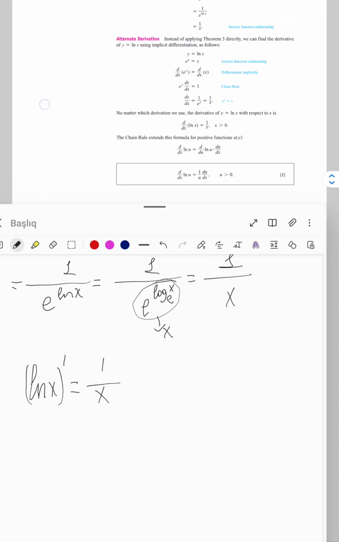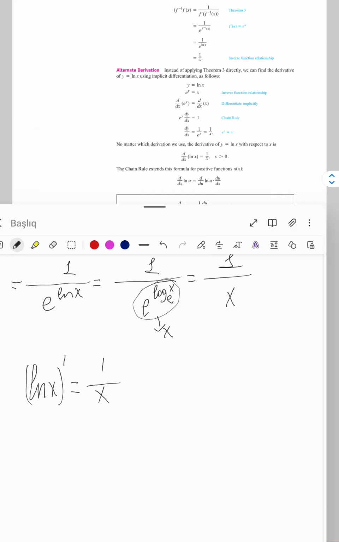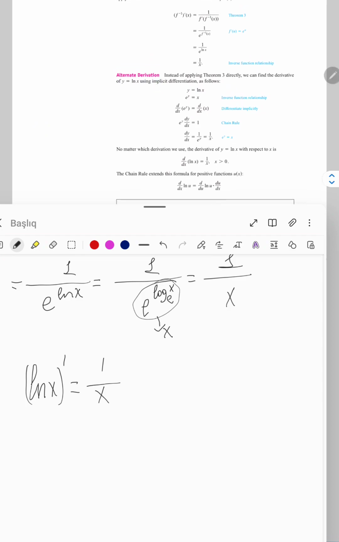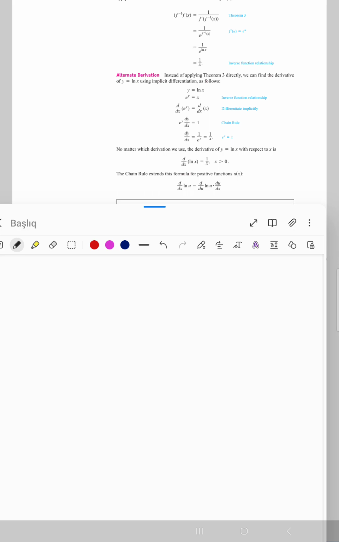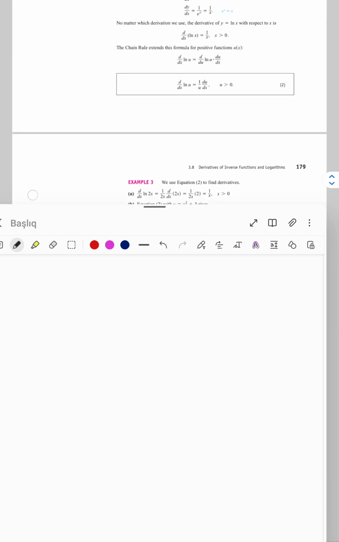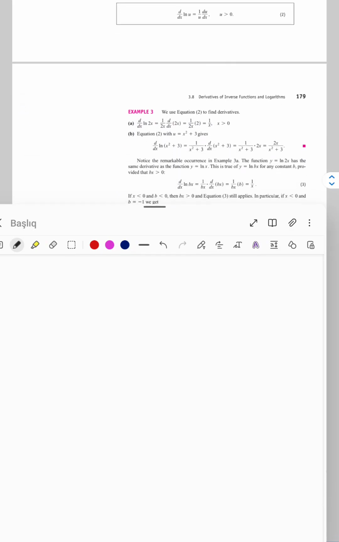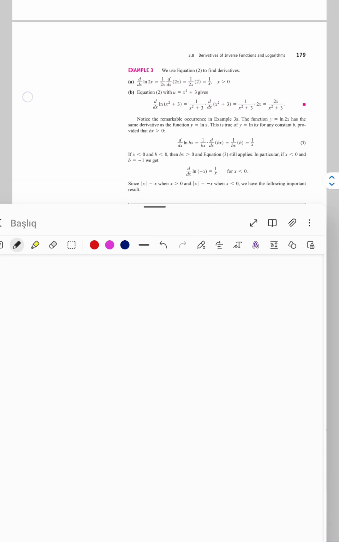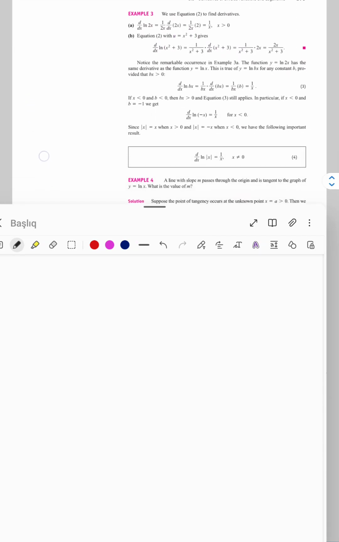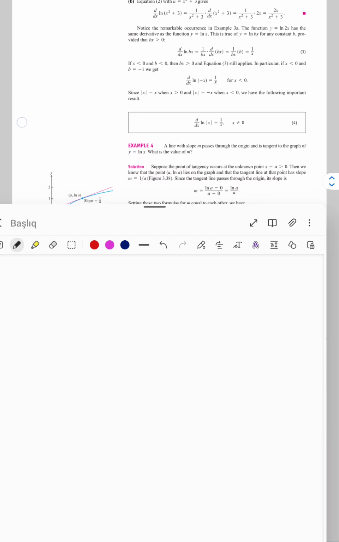Okay, and we have an alternative derivation using implicit differentiation. It's easy. You just take the derivative of both sides, and then you find dy over dx. We already knew the implicit differentiation part. Okay, you can solve all these examples.